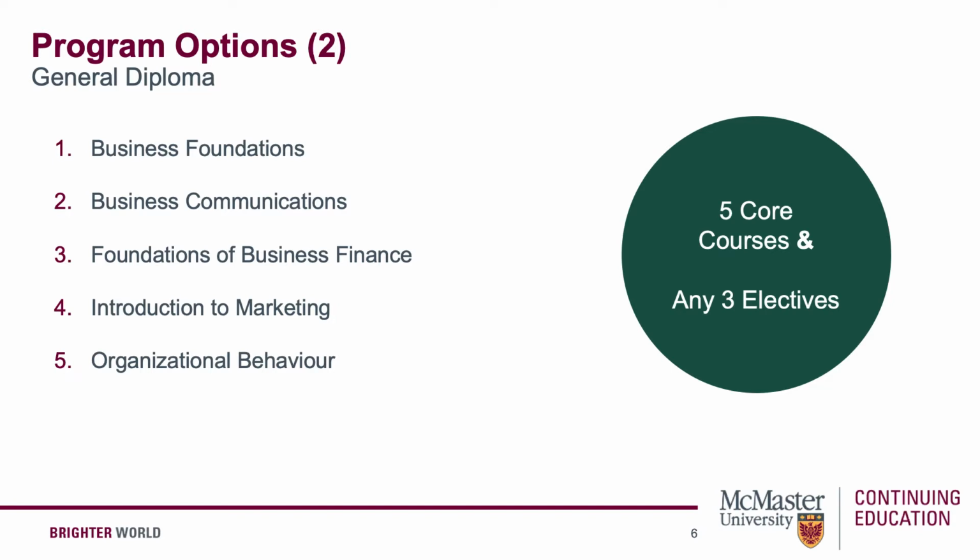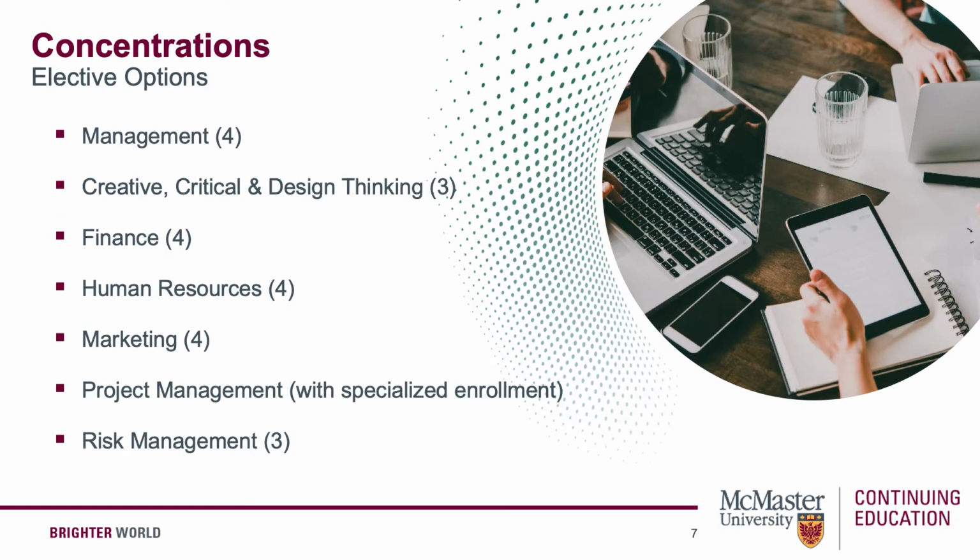The second option is a general diploma. Students will complete the same 5 core courses plus any 3 electives. On the next page, we'll see what each one of these electives is. So here are the electives. You'll see that we have electives in management, creative and critical design thinking, finances, human resources, marketing, project management, and risk management. So the students will complete 5 core courses plus either 3 or 4 of the applicable concentration courses. And you'll see that I've noted there which are 3s and which are 4s.